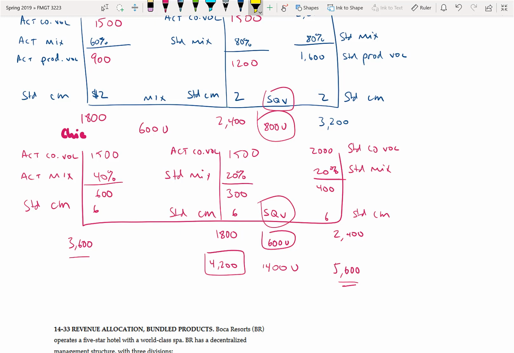Let's just make sure that all of this is working. Is 800 plus 600 1,400 unfavorable? And it is. So this is working out for us just fine. And finally, the last variance we're going to look at is this one over here. This is 3,600. This is 1,800, and this gives you a $1,800 variance. So our actual mix was supposed to be 20%. It was actually 40%. So this is a favorable variance.